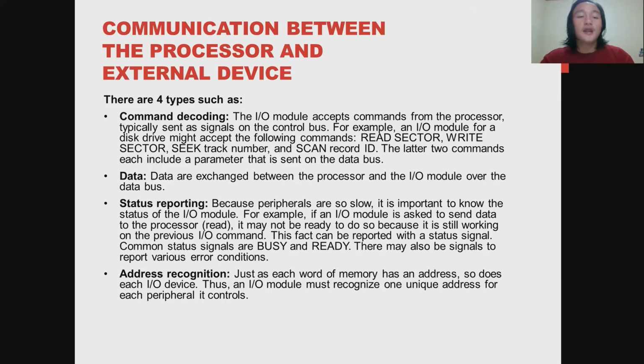The latter 2 commands each include a parameter that is sent on the data bus. The data are exchanged between the processor and an input-output module over the data bus. Status reporting. Because peripherals are so slow, it is important to know the status of the input-output module. For example, if an input-output module is asked to send data to the processor, it may not be ready to do so because it is still working on the previous input-output command. This fact can be reported with a status signal. Common status signals are busy and ready. There are many signals that report various error conditions also.